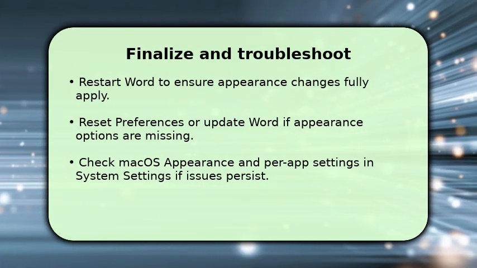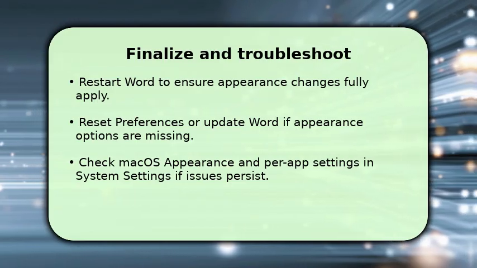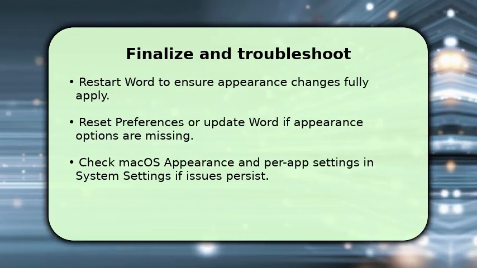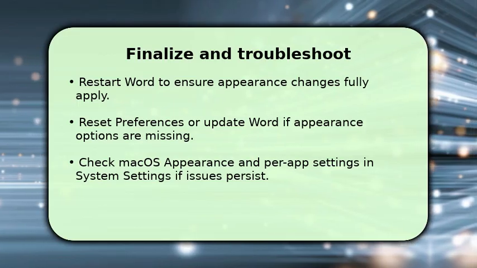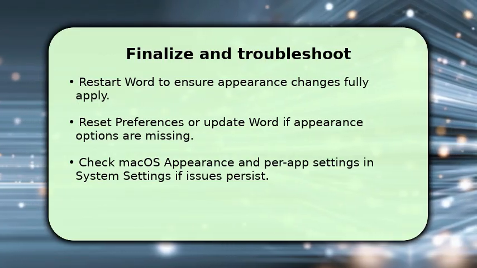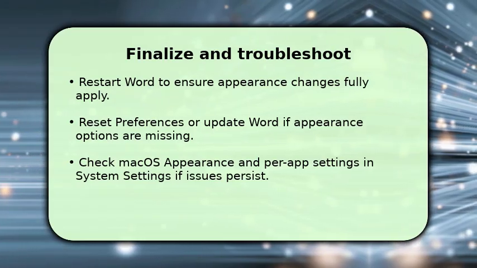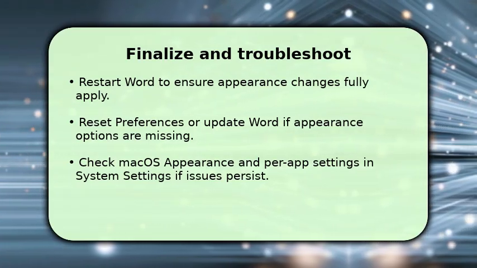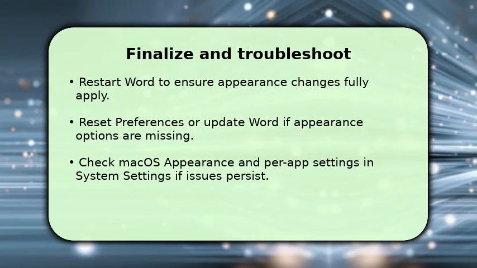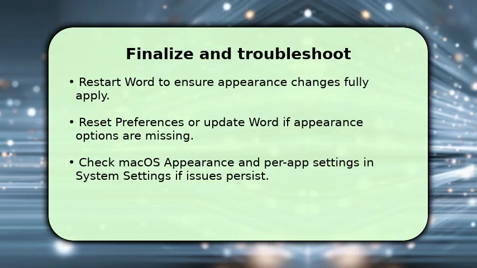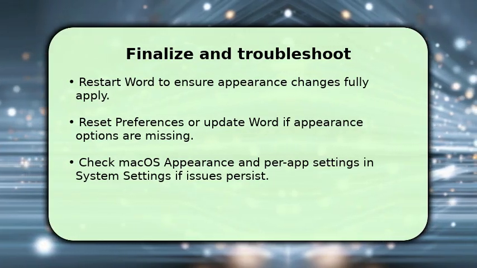If the setting won't change, reset Word preferences or install the latest Office update because corrupted preferences or outdated builds often block theme toggles. Make sure Mac OS appearance isn't forcing dark mode. Adjust settings appearance and confirm Word isn't set to follow System Dark. If problems remain, sign out and back into your Microsoft account.